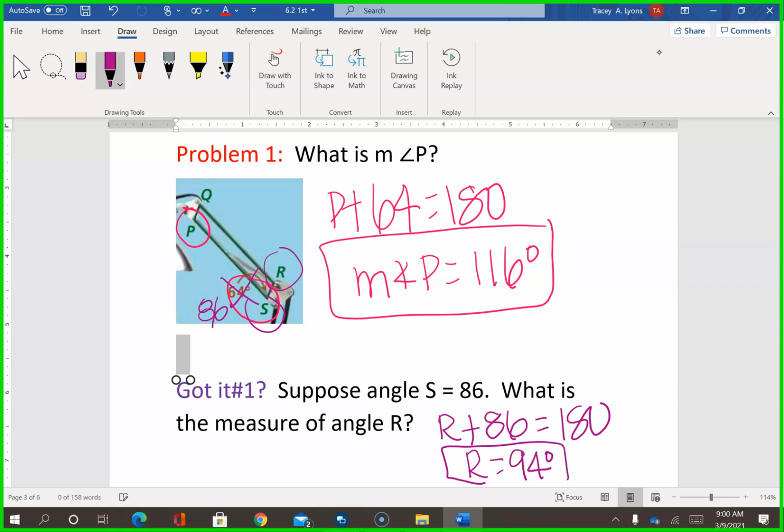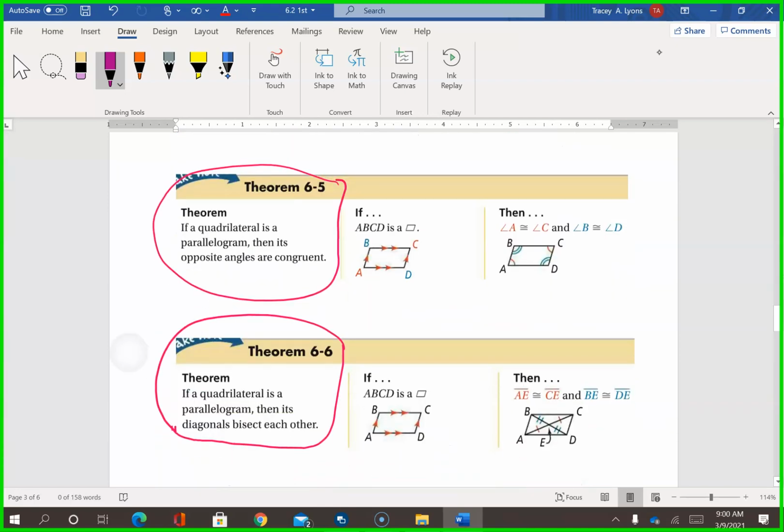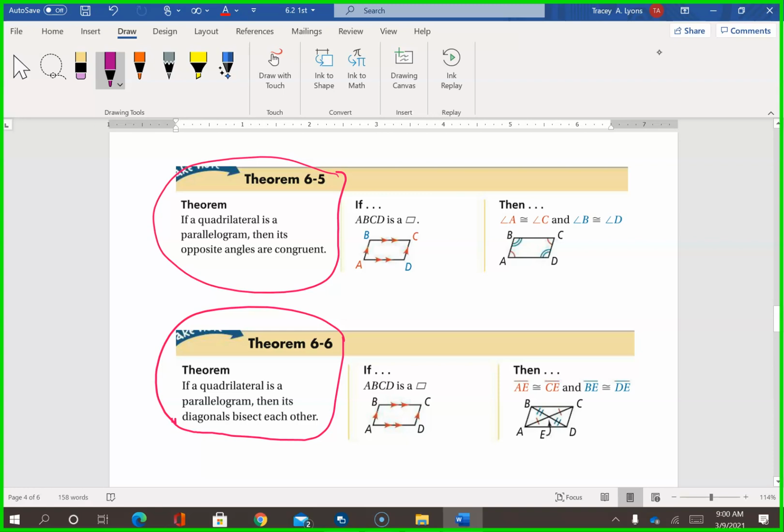So it's all about that theorem that we just looked at. Consecutives are supplementary. Consecutives are those angles that are one after the other. Then they go into these two theorems with properties. If it's a parallelogram first, then opposite angles are the same. And when you look at it, it kind of looks that way. So here we've got two acute angles. Those are going to be the same. We also have two obtuse angles. Those are going to be the same. So opposite angles are the same.